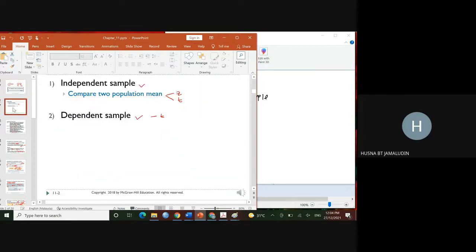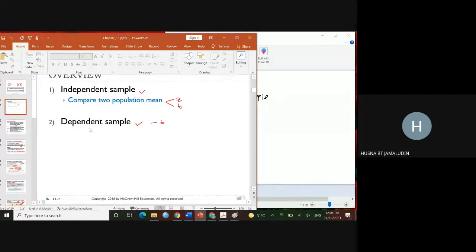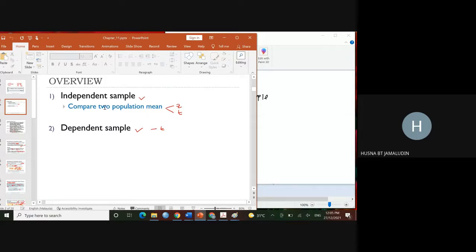Okay, so what do we have under two sample tests? Not that much. You only have independent samples and dependent samples. Under dependent, you only have what we call the T formula. You don't have Z because under dependent we are only talking about a sample. We will never talk about a population. So that's why you only have T. Okay. Under independent, you can have Z and you can also have T.